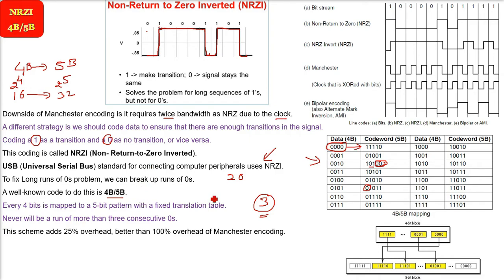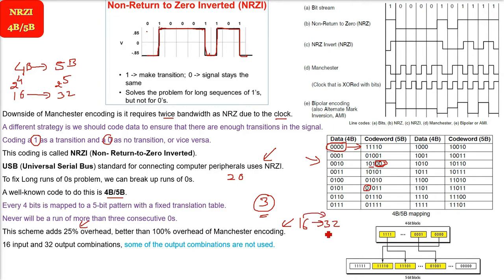But with 4B/5B, because there is a transition table, there will be a 25% overhead, but it is far better than Manchester encoding, which has 100% overhead. One more thing, because there are 16 inputs and 32 output combinations, some of the output combinations are not used, because only 16 will be utilized. 16 will be free to us. So we can use these 16 for other uses.